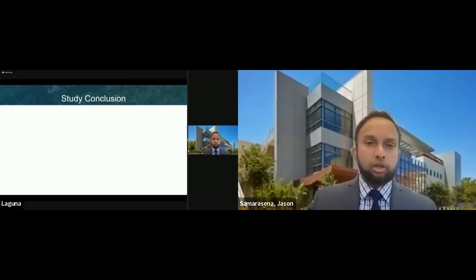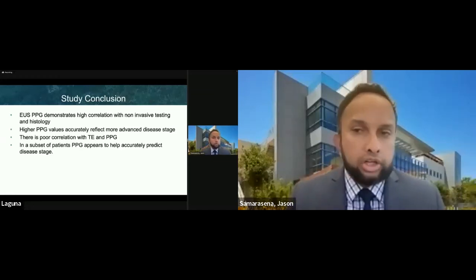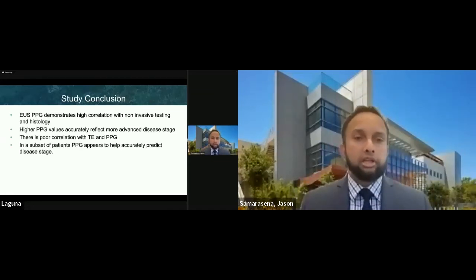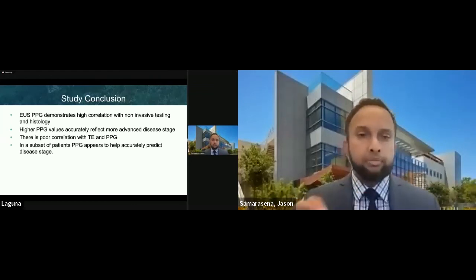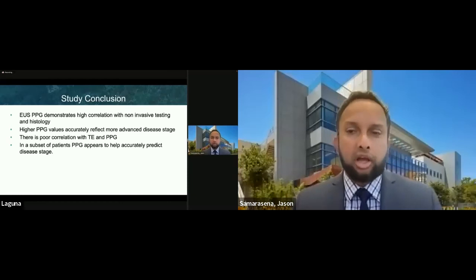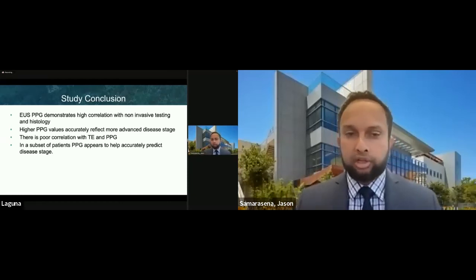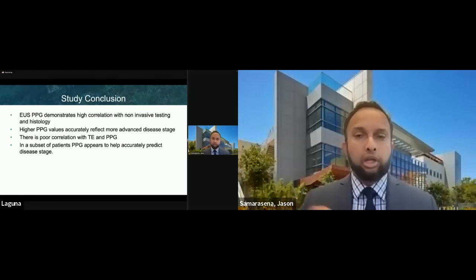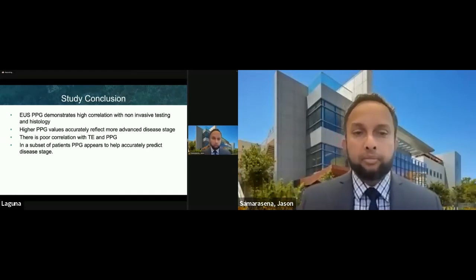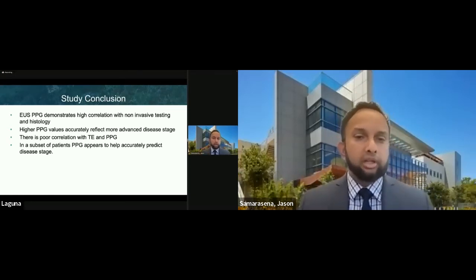So our study conclusion was that EUS demonstrated a high correlation with non-invasive testing and histology. Higher PPG values accurately reflected more advanced stage disease. There seemed to be a poor correlation of transient elastography and PPG in our cohort. But in a subset of patients, PPG did appear to help accurately predict disease stage.